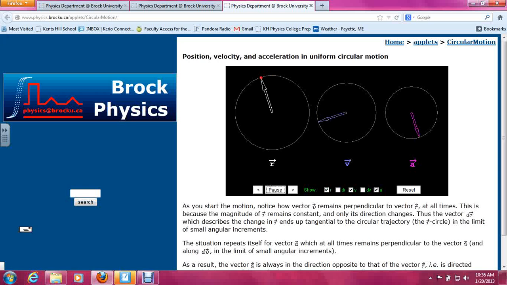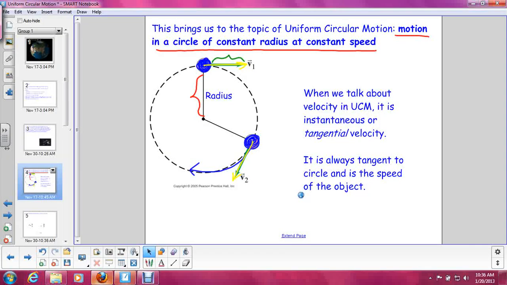If you have a ball on a string and you're whirling it around, the only thing keeping it in that circle instead of flying off to the side is the acceleration, which is pulling it back in toward the center of the circle. So the velocity of an object moving in uniform circular motion is always tangential. It will always make a right angle with any line you draw toward the center of the circle.